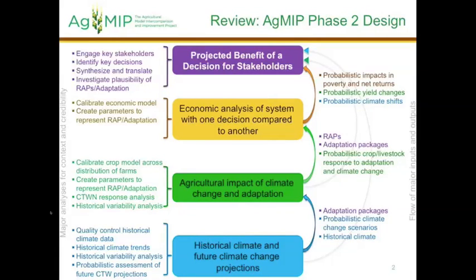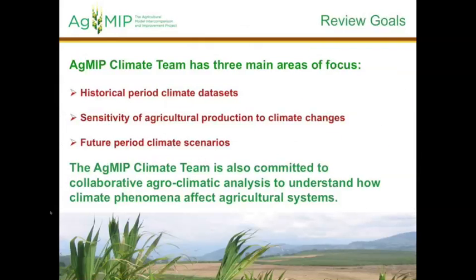As you can see on the bottom, Alex has highlighted on the left-hand side the need for quality-controlled historical climate data sets and understanding variability and trends in the historical series. We're also going to be weaving in the CTWN sensitivity component, and we've got a couple of different ways to do that, which I'll talk about. And we have a couple of new ways to create our future climate projections and new applications of those. We'll talk about that as well.